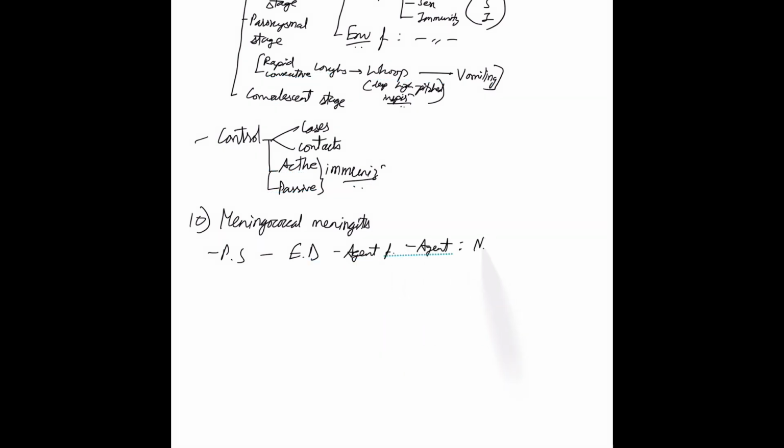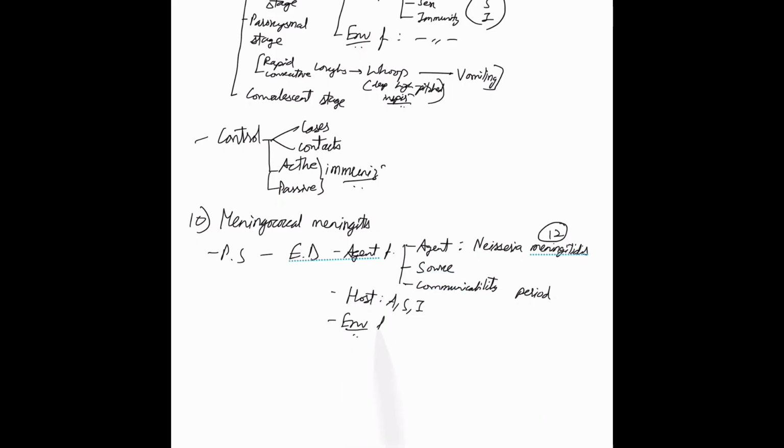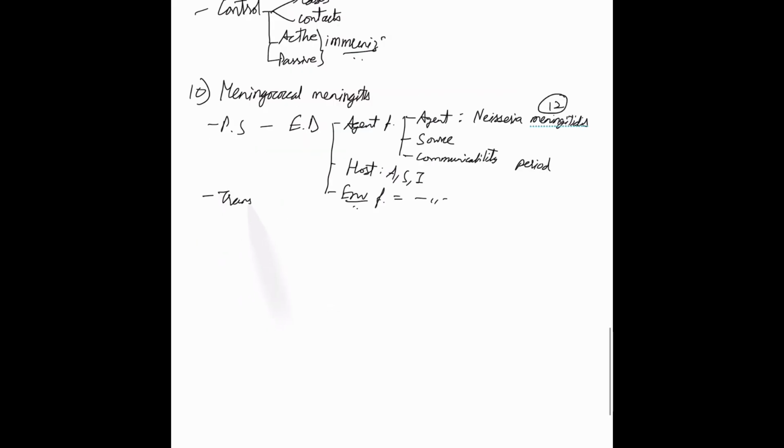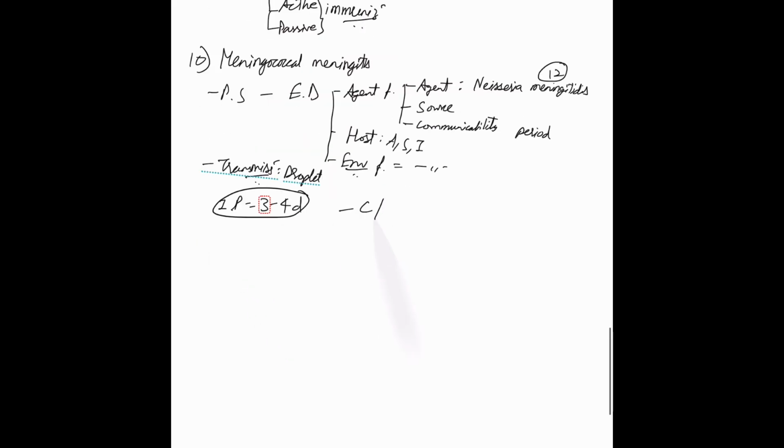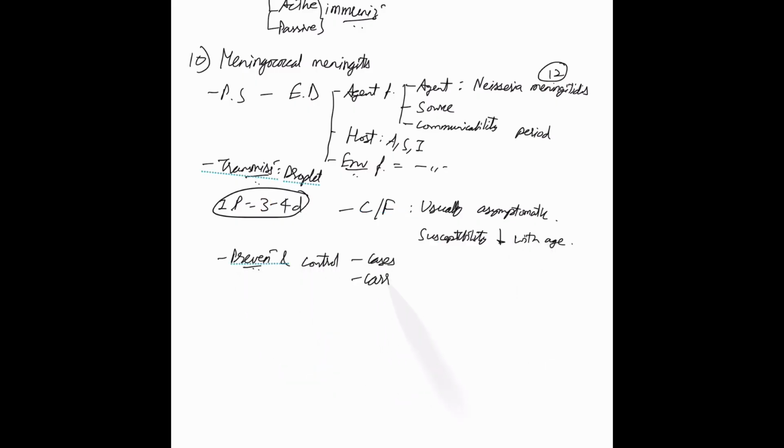Next, we have meningococcal meningitis. So know the problem statement, the epidemiological determinants, the agent factors in which your agent is Neisseria meningitidis, which has 12 serotypes, and then the source, the communicability period, the host factors, which is age, sex, and immunity, and environmental factors and transmission. And incubation period is 3 to 4 days. Clinical features, it can be usually asymptomatic and susceptibility decreases with age.